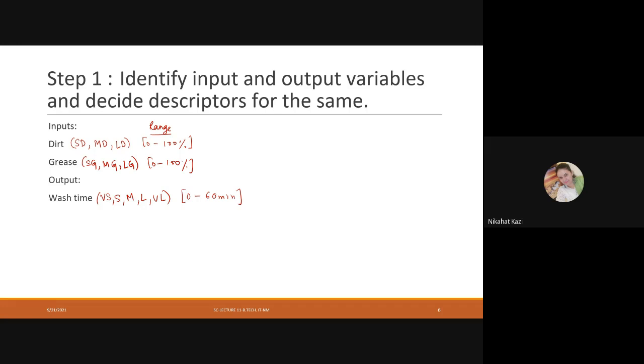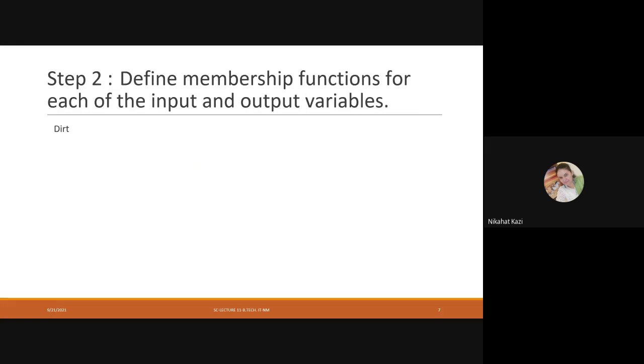The next step. What is the next step? The next step is you define the membership functions for each of the input and output variables. One by one, for dirt, for grease, for wash time, let us decide the membership functions. When we are deciding the membership functions, let us draw the graph. Look at it in terms of the graphical representation, and we'll write down the equations. That is what you have to do.